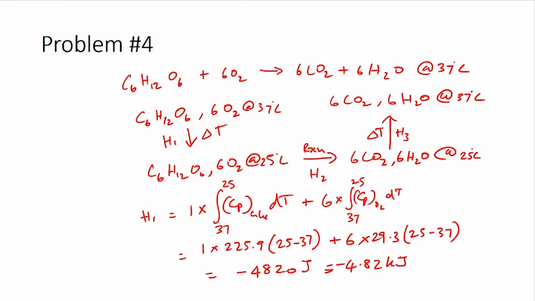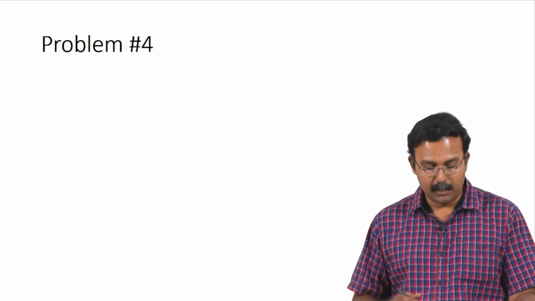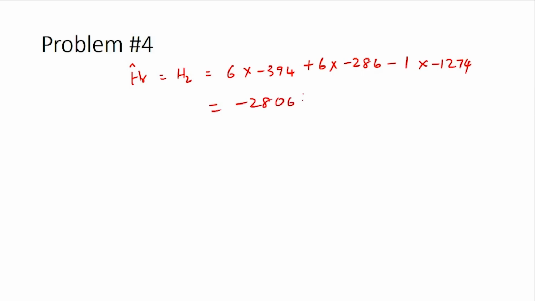Now, for calculating the heat of reaction for this process, the second step, the standard heat of reaction can be calculated using the heats of formation that have been given. However, I am not going to go through the calculations here, this is just the reverse of the reaction which we have looked at. So, we can easily do this calculation. I will just give a one line explanation for what we are doing. The heat of reaction, which is equal to H2, is equal to 6 times minus 394 plus 6 times minus 286 minus 1 times minus 1274, giving us a value of minus 2806 kilojoules.